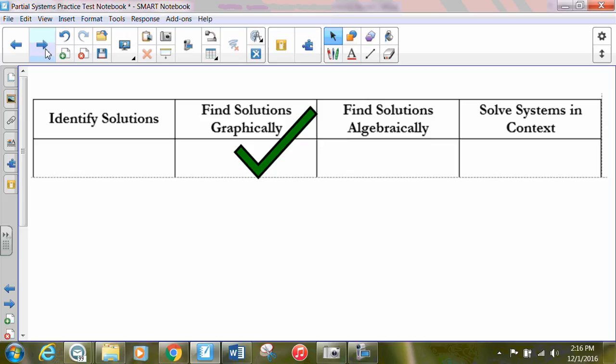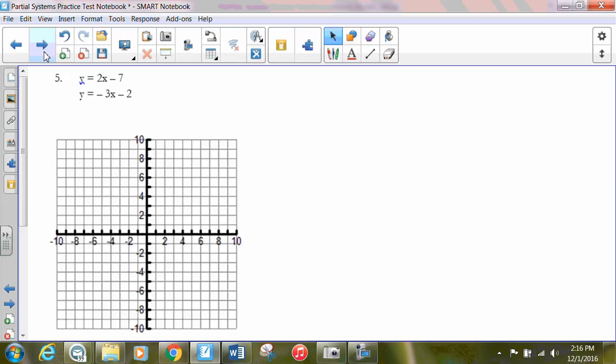So finding solutions graphically, we're going to look at problems like this where our equations are in slope-intercept form, and we know that when they're in y equals mx plus b form, we start with the y-intercept and we put a point there, that's negative 7, and then our slope is 2, which we consider 2 over 1, so it's up 2 over 1. I always like to get a couple points in, so it makes it easier to see where my lines intersect.